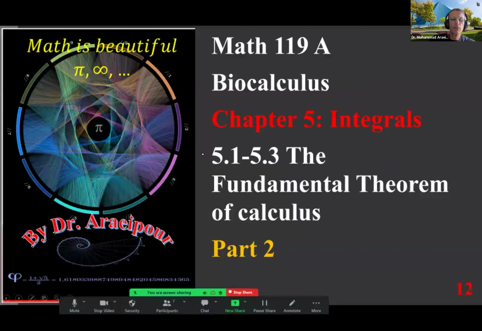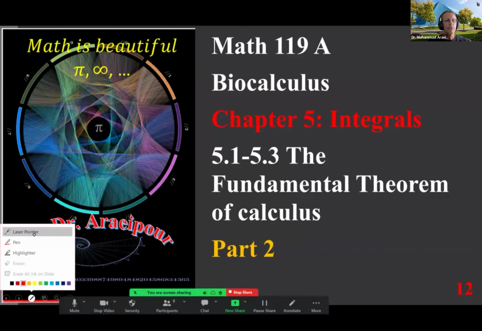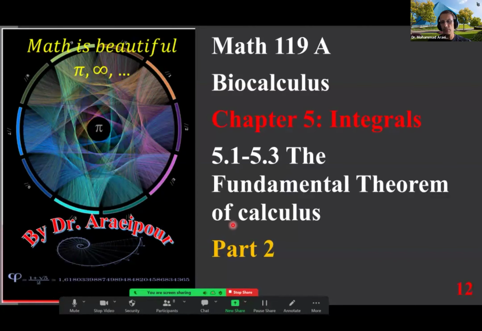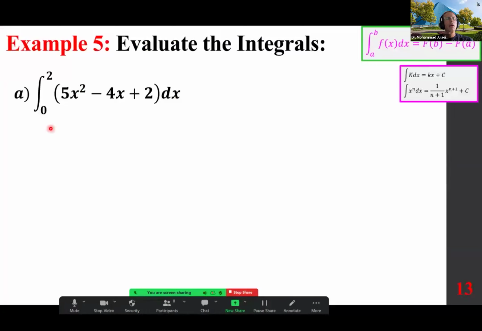Good afternoon, class. We are looking at Chapter 5, Integrals, Section 5.1 to 5.3, the Fundamental Theorem of Calculus. Here's the second part. We want to integrate 5x squared minus 4x plus 2 dx from 0 to 2.